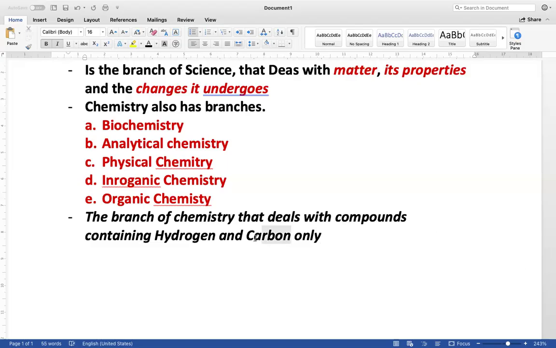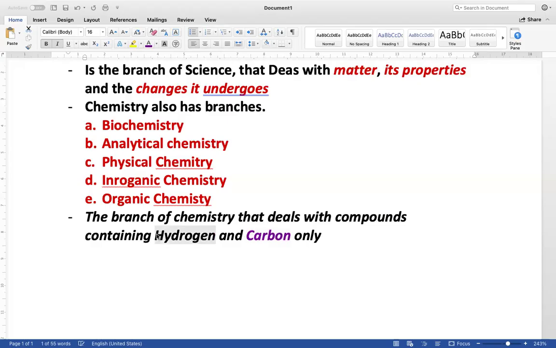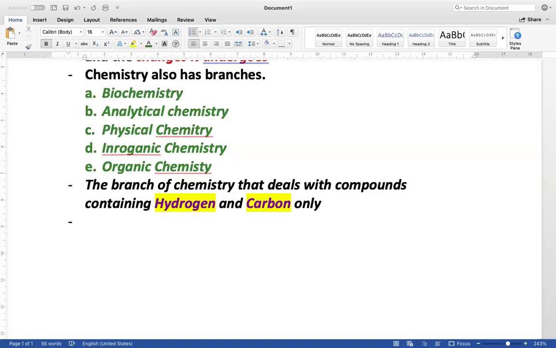So there are a lot of compounds in chemistry. You can agree with me that there are thousands and thousands of compounds. And when you look at each compound, you'll find that each has a unique type of atoms as well as their combinations. Among the compounds that we'll be dealing with under organic chemistry, we only want those compounds that contain only hydrogen and carbon atoms.